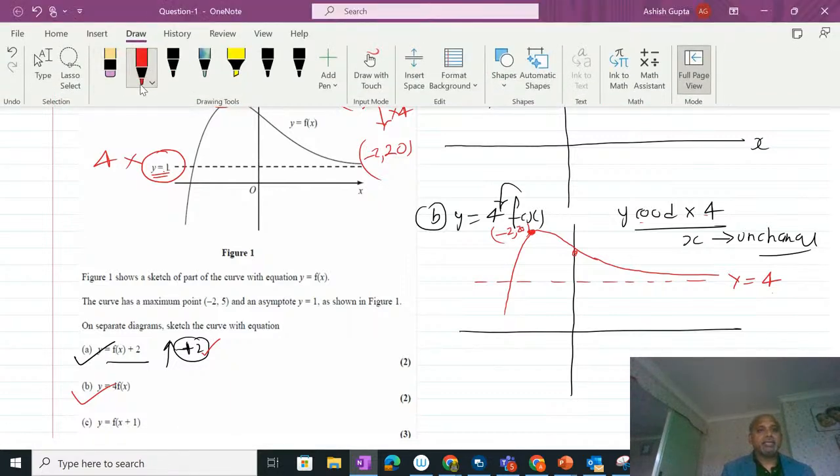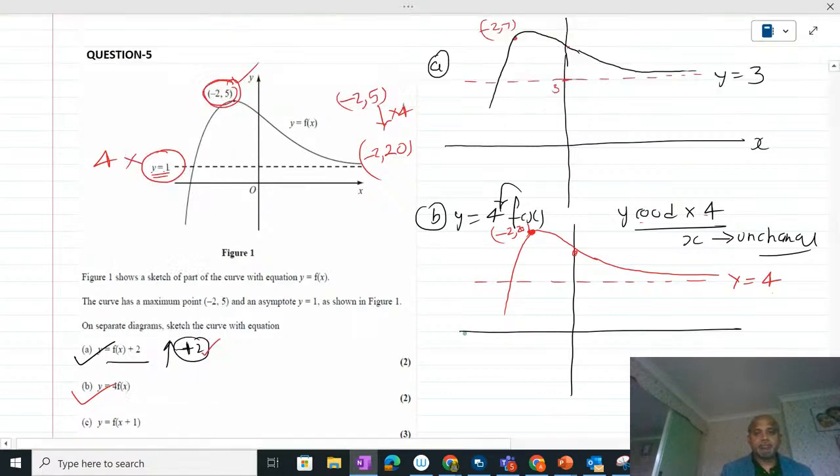Okay, next one is C part. C part, super easy. f(x plus 1), so it means x plus 1 equal to 0. So x is going to be shifted left by 1 unit, right? By 1 unit. So it was minus 2, so minus 2 going left one unit should be minus 3 and 5. So this is easy.